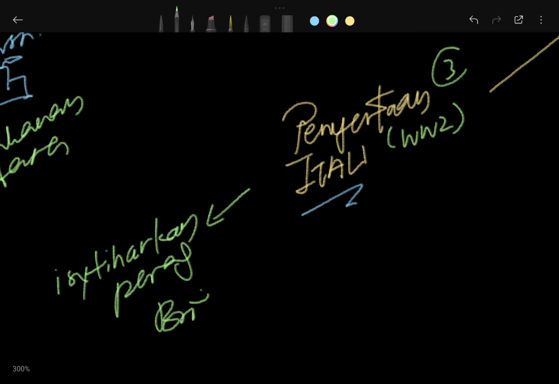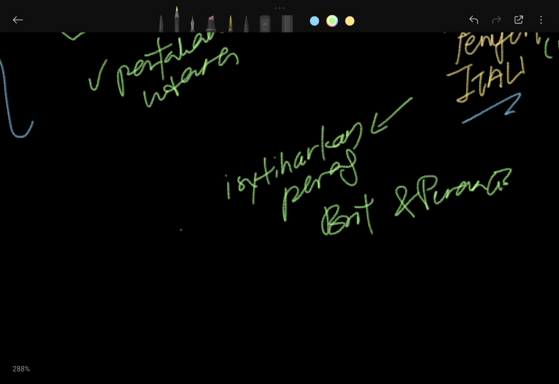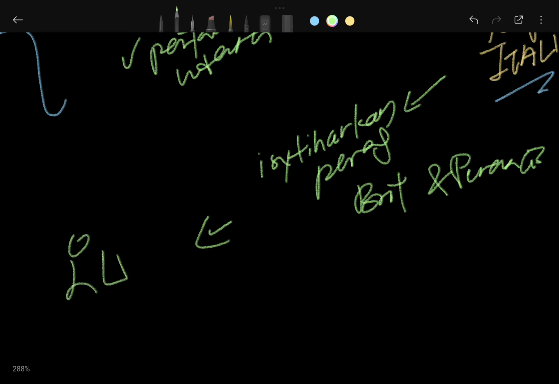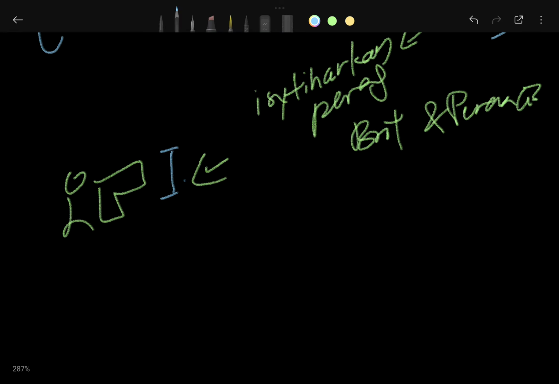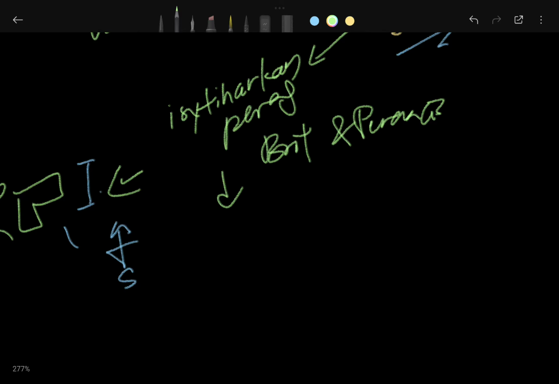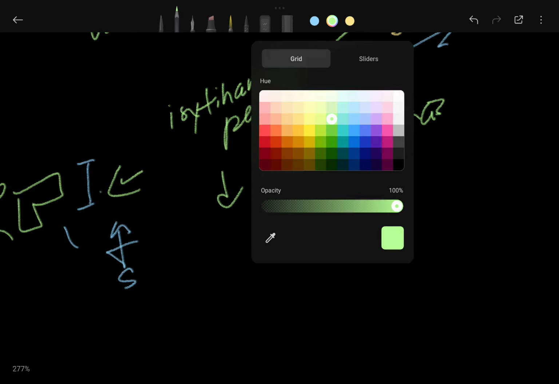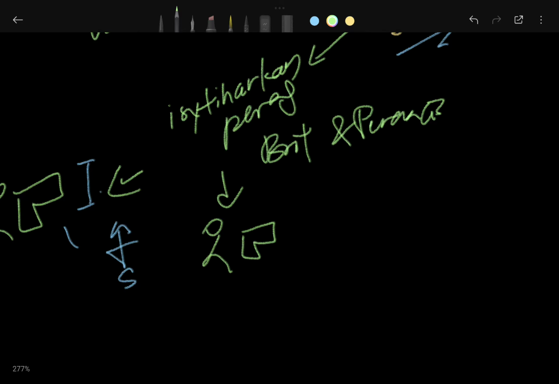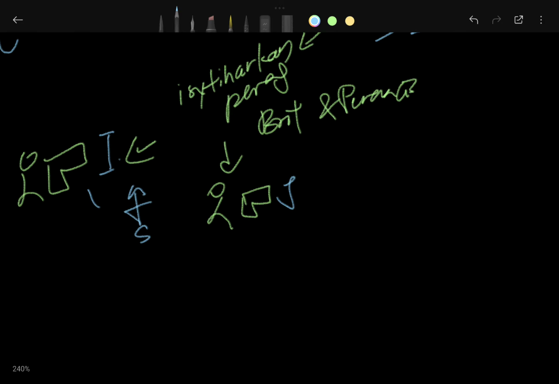Terhadap Britain dan Perancis. So, let me draw your tentera Itali. Itali menyerang Perancis melalui arah selatan. I'm just going to draw the symbol here. This is selatan. Meanwhile, your tentera German, use blue for that, German attacked via the utara side up here.